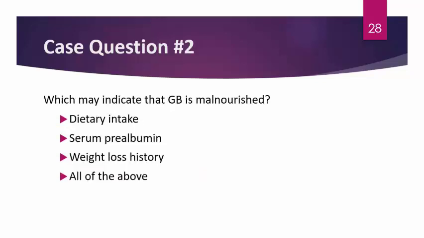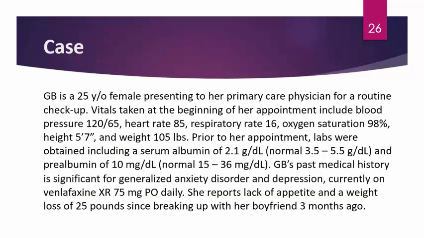Next question, which may indicate that GB is malnourished? The answer here, of the four answers, is all of the above. As we stated, GB's appetite has been relatively low. She's lost a lot of weight recently, 25 pounds within the last 3 months. And her prealbumin level is 10, which is low, and this is essentially an idea of her nutritional status.